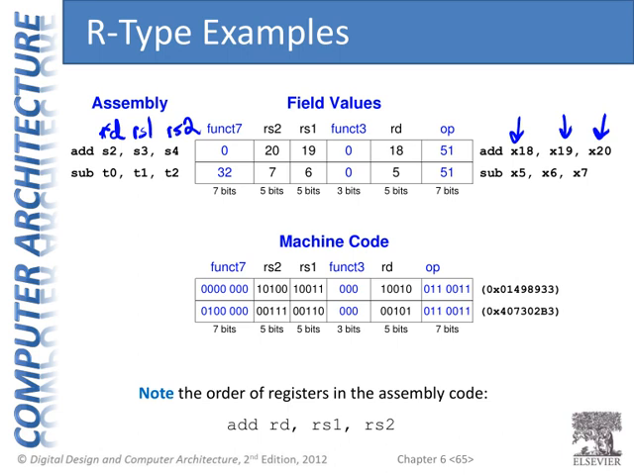So now we're just going to put those values in the different fields. We put RD 18, RS1 19, RS2 20. Notice that they go in the opposite order here in the machine code as they do in the assembly code.